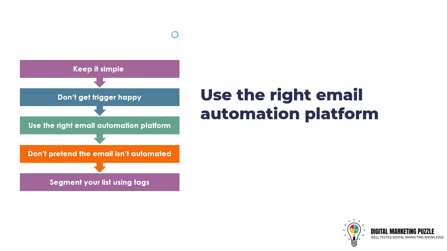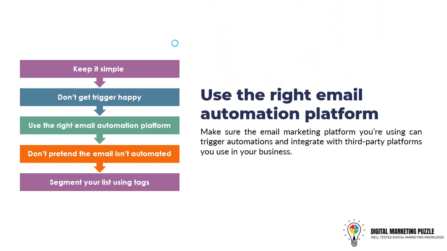Use the right email automation platform. Make sure the email marketing platform you're using can trigger automations and integrate with third-party platforms you use in your business. For example, you may create opt-in forms in apps like Leadpages or Thrive Leads, or you may have a shopping cart like Shopify or WooCommerce. You'll need to ensure your tools all can send information to each other.